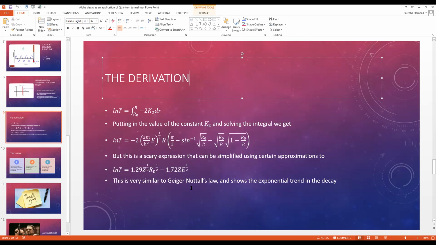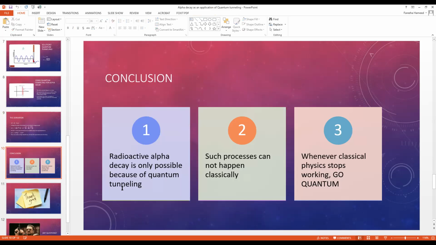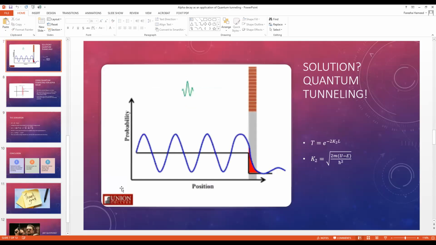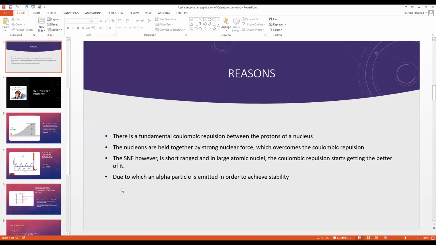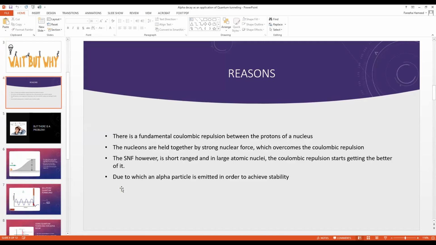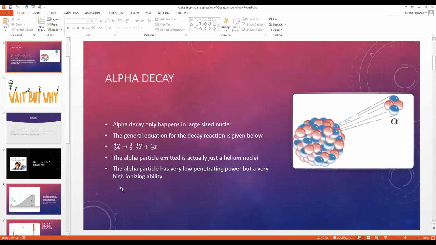You said this is very similar to the Geiger-Nuttall law, and you could have put the law here also to make a comparison. Yes, I could. That could show us what you mean by similarity. Radioactive alpha decay is possible only because of quantum tunneling; such processes cannot happen classically. Wow, so you're a fan of quantum. That's nice. This was one of the proofs for the quantum theory, the usefulness and the validity of the theory. It was very interesting and very well done. Thank you, I appreciate your enthusiasm for this.